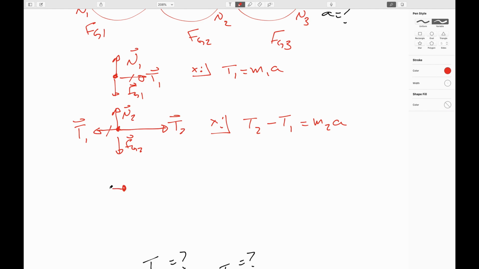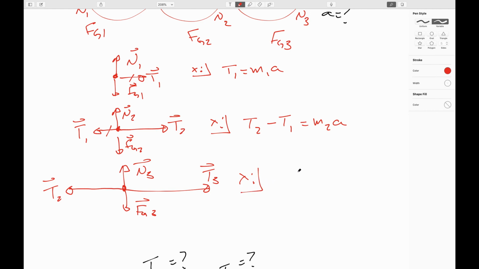Then when we draw our third free body, like so, we'll have T2 to the left, T3 to the right, N3, Fg3, and in the land of X, when we balance our forces, sorry, not T3, this is just T, our given T. We'll have T minus T2 equals M3A. So this is known.